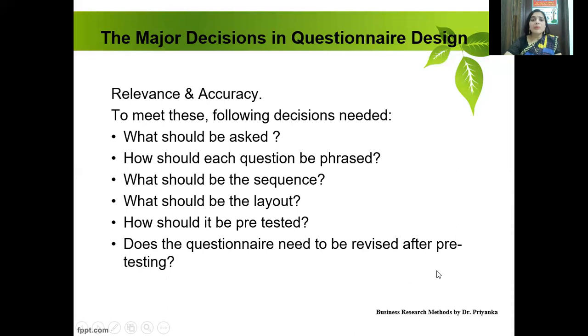This is the whole purpose of pre-testing. One is that you get to know whether people are comfortable with everything related to the questionnaire, and another is whether it needs further improvement to answer all the research questions you have in your mind.